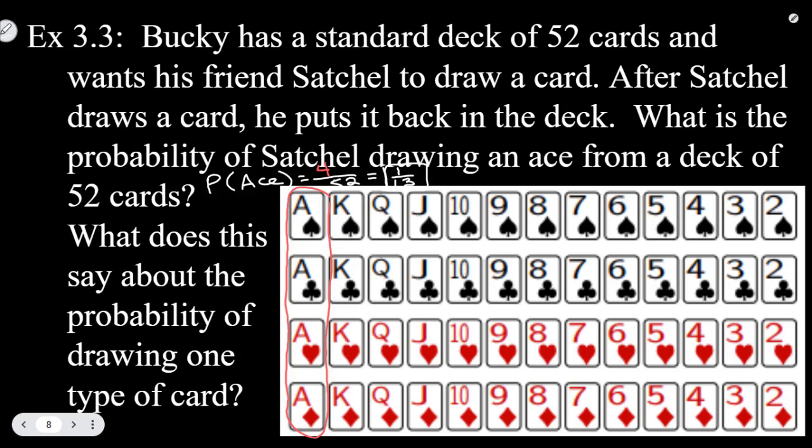What does this say about the probability of drawing one particular type of card? Notice there are 4 kings, 4 queens, 4 jacks, 4 tens, and so on. So the probability of drawing any one of those types of cards would be 4 out of 52, which is equal to 1/13. No matter which card you're trying to draw, it would have the same probability because they all have an even chance of getting chosen.